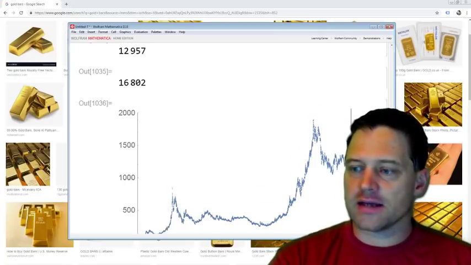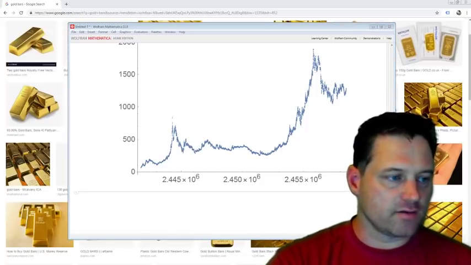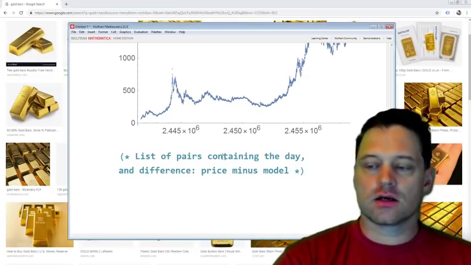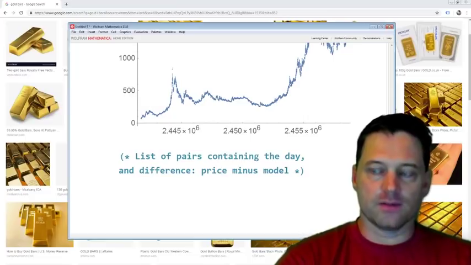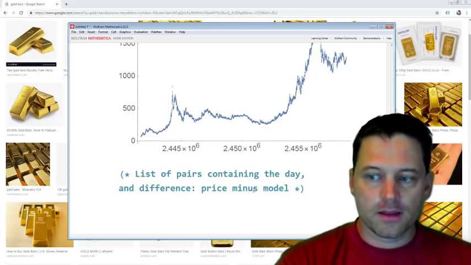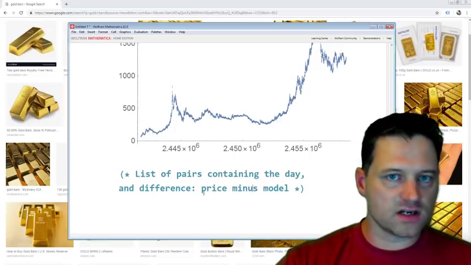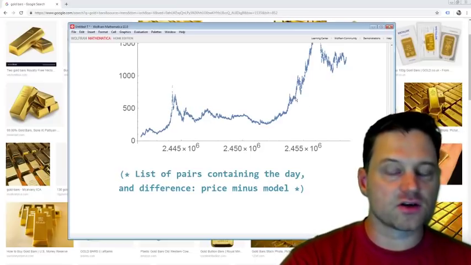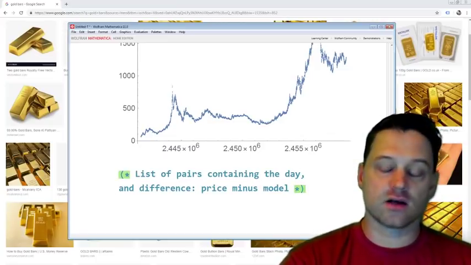Now that we have that, what we want to do next is, let's have a look. I'll write down my comment. What we want to do is construct a list of pairs containing the day and the difference, so price minus the model. We already did this in the first session on the gold price. If you remember, what we got is some positive values and some negative values. When the price is up here, say in a bubble above the exponential curve, that would be positive, and then down here in the dip, the price would be negative once we do that. So I'm redoing that.